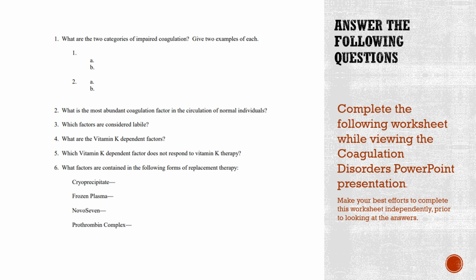And what factors are contained in the following forms of replacement therapy? So we've got cryoprecipitate, fresh frozen plasma, Novo-7, prothrombin complex. So it's in your best interest to do this worksheet because you will benefit greatly by utilizing it as a study resource prior to your exam on secondary hemostasis and in general.